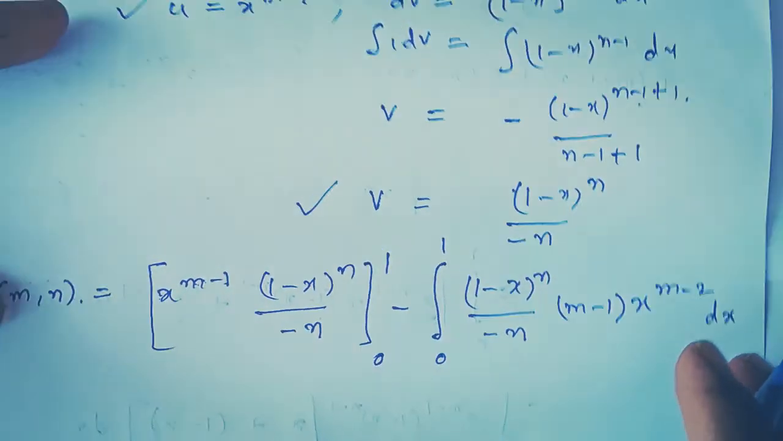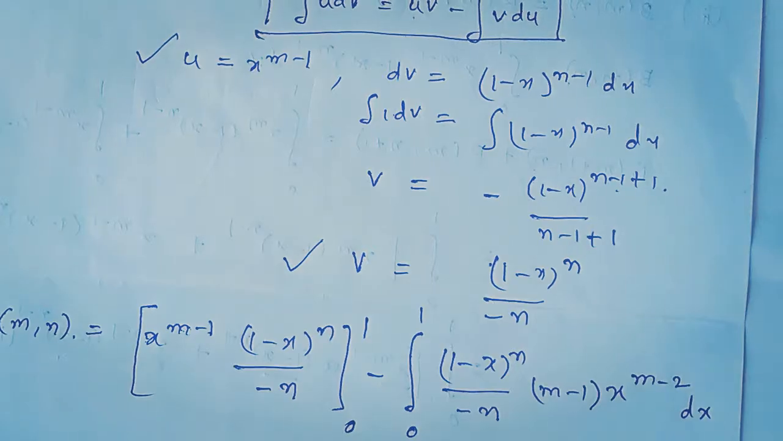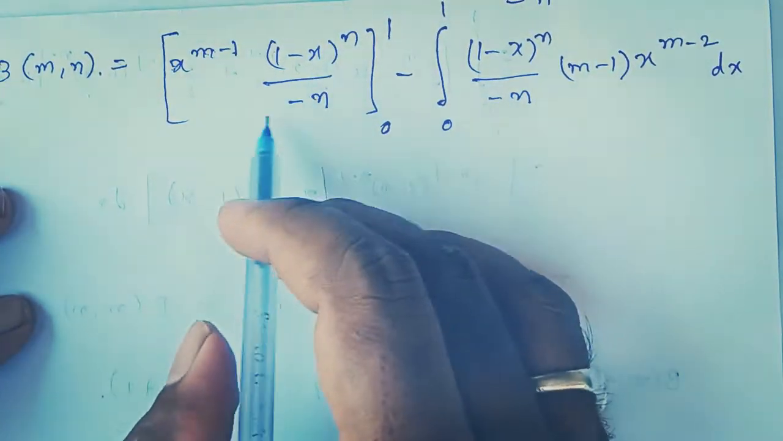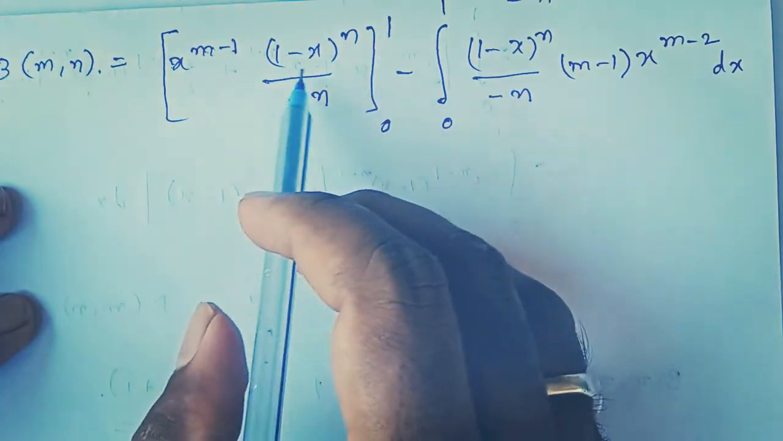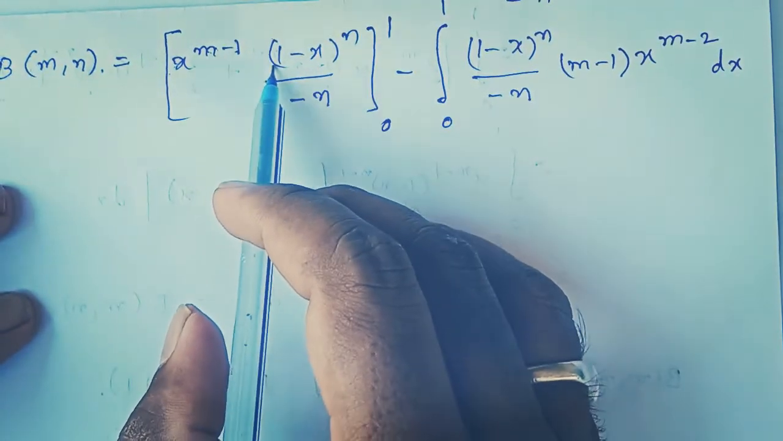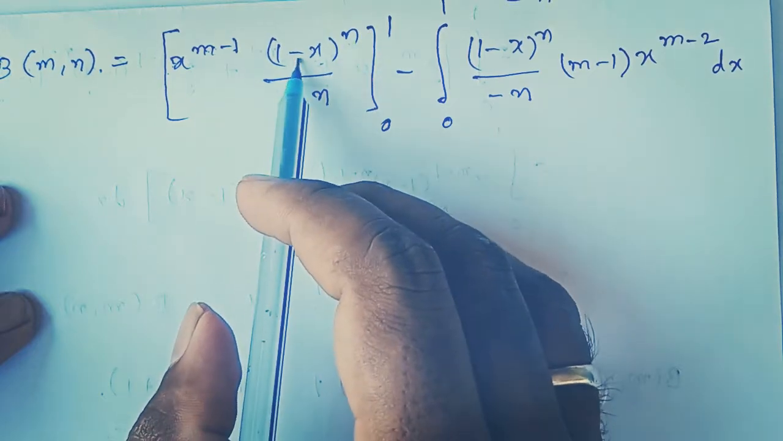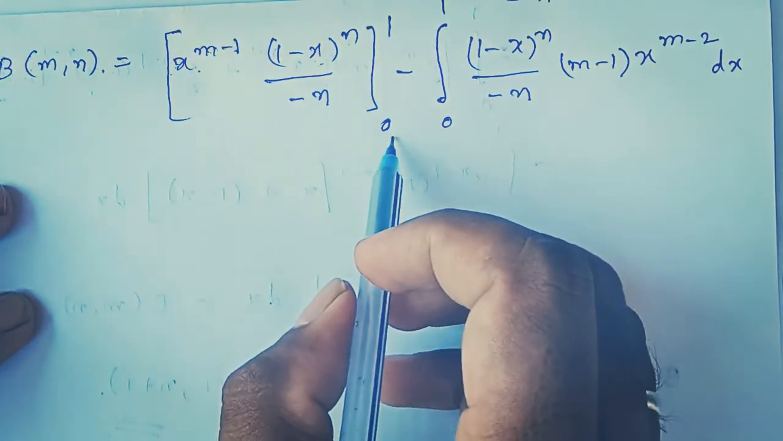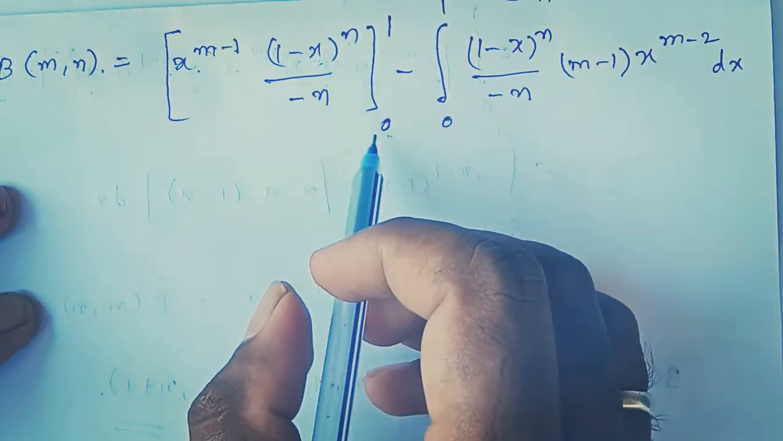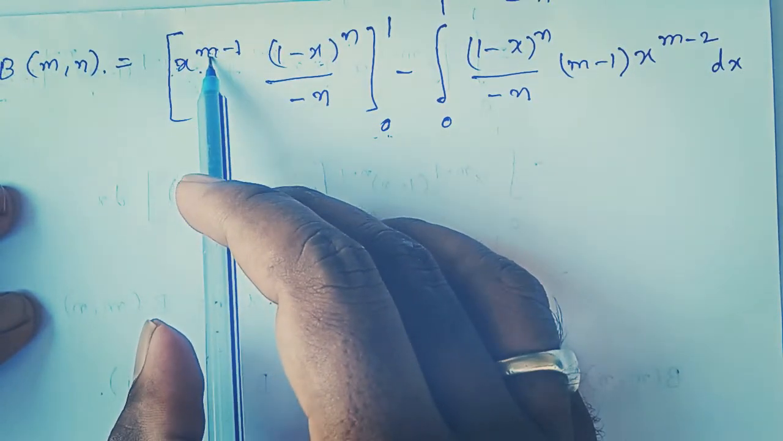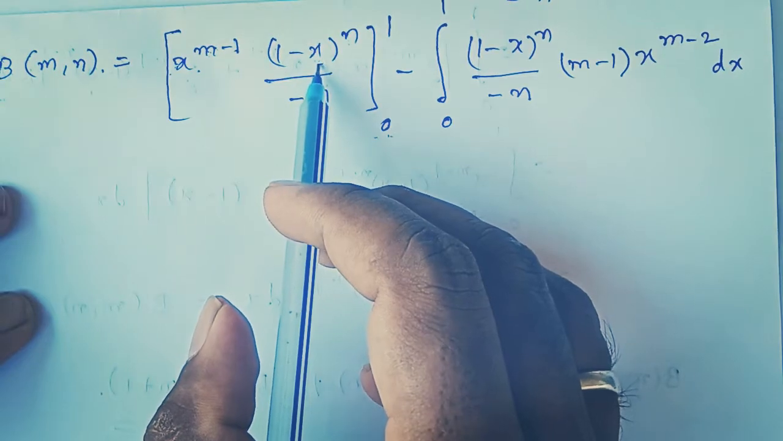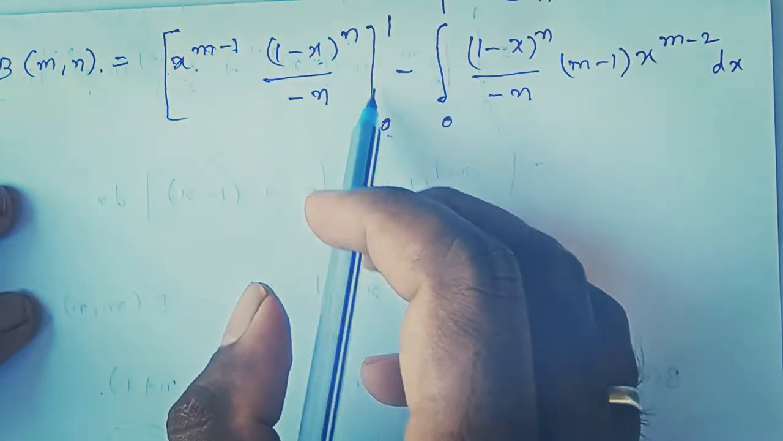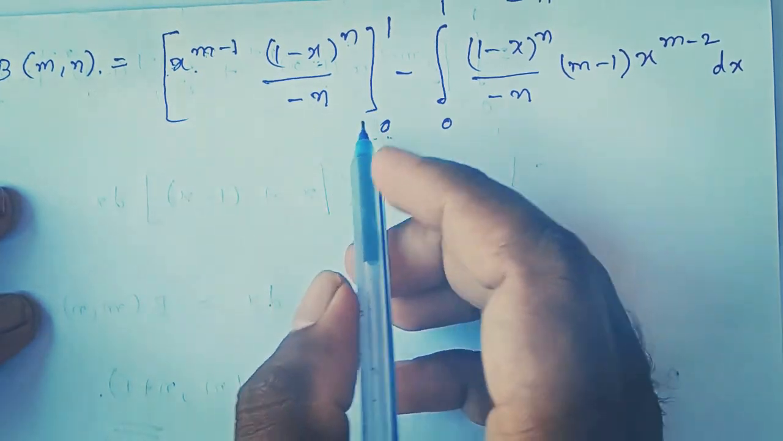Okay, now after applying the limits, this term will become 0, because if we replace x with 1, we get (1 - 1^n), that is 0^n, and 0 into this function will become 0. Similarly, if we replace x with 0, then 0^(m-1) into this function will also become 0, and totally the function in this bracket becomes 0.